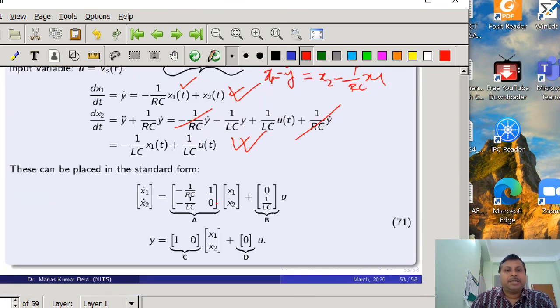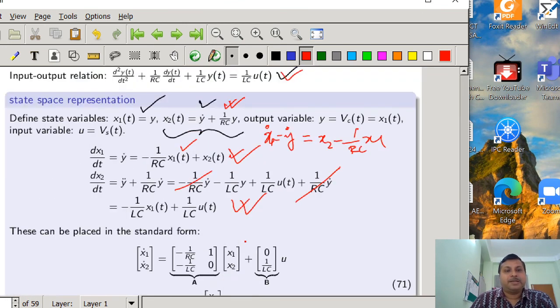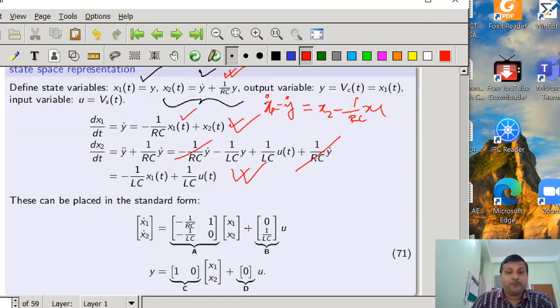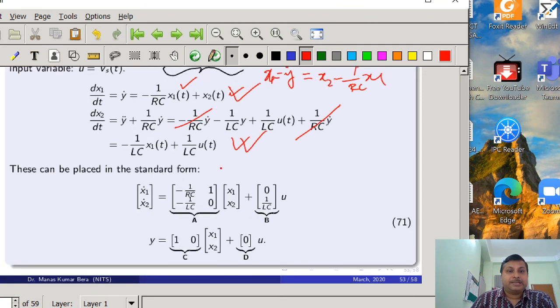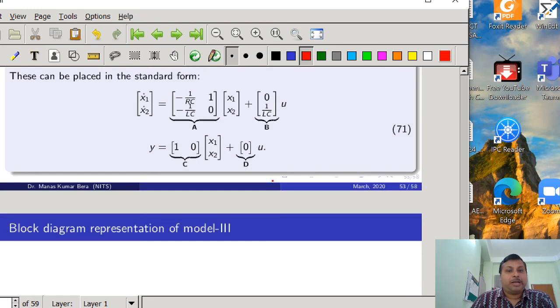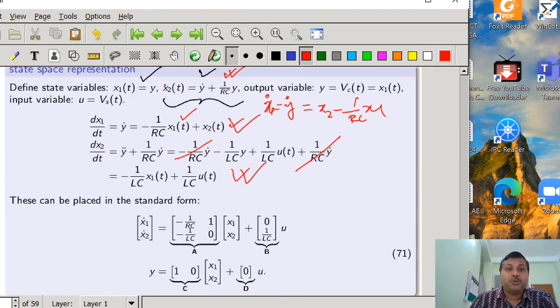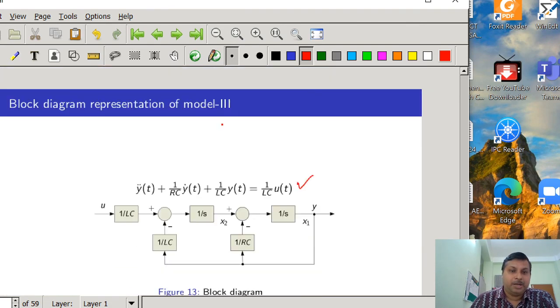Now you see the A, B, C matrices are different from model 1 and model 2. And if we want to represent this state equation using a block diagram, the representation will be like this. You see, for the same differential equation, we are going to get a different representation of the system. Why has this happened? Because we have chosen a different set of state variables from the earlier one.